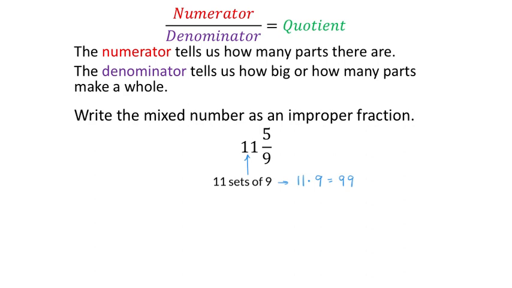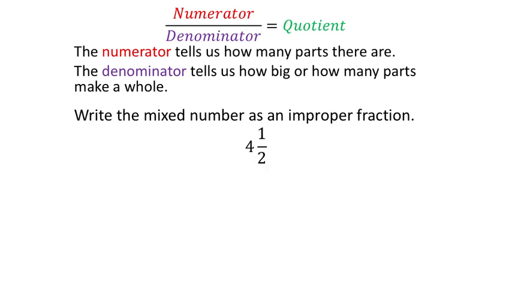But then what do we have? Then we have this 5 that's left over. Remember those 5 pieces right there? And that's why we add the 5 to the 99 to get us a new numerator, which, I'm skipping some work here, but you would get 104. Okay, so the improper fraction of this mixed number, the denominator is going to stay the same as 9, but my new numerator ends up being 104, and it's 104 of these 9s.